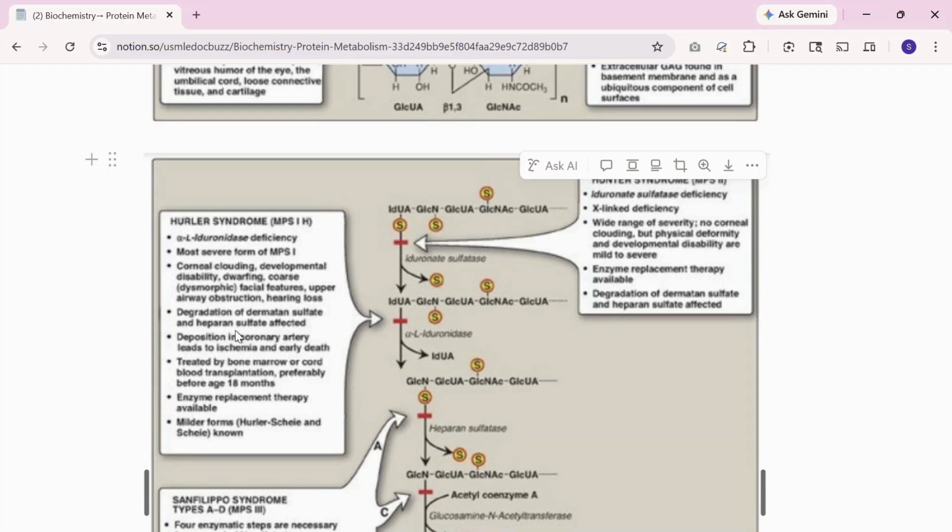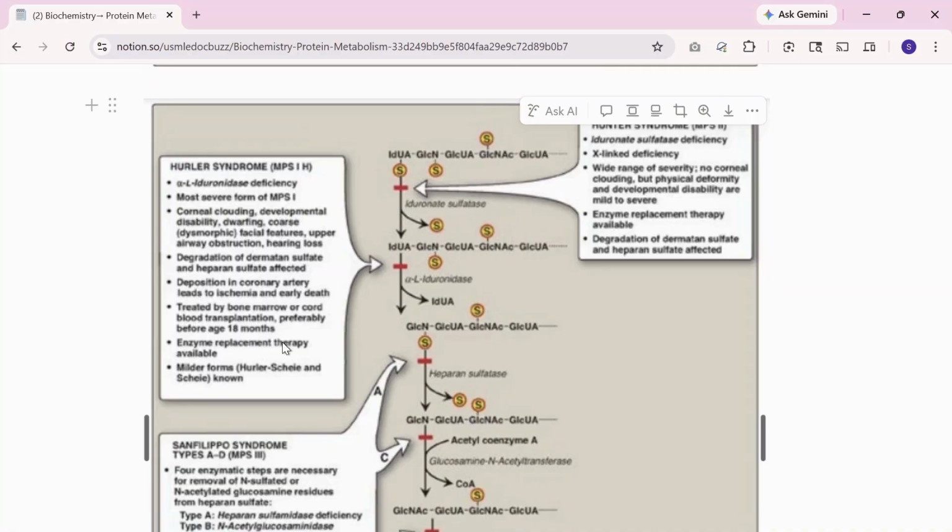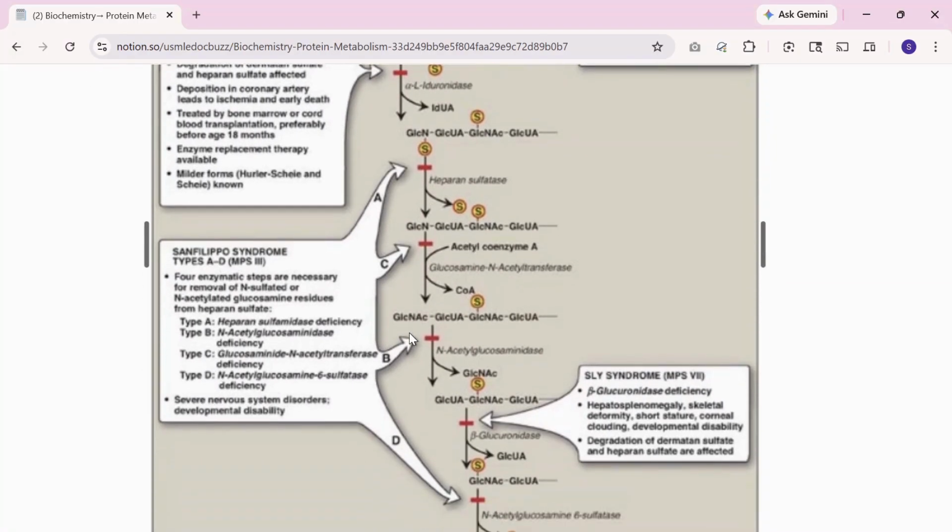Within that same sort of sequence, if I'm not able to break this iduronate down, then I get Hurler. So one was taking the sulfate out, the other one is just taking the amino acid sugar out. Okay, where you see here, coarse corneal clouding, right? Coarse facial features, and then of course, a couple more physical deformities. Okay, dermatan sulfate and heparin sulfate both are affected because the sequence is seen in that most common. Deposition in coronary artery leads to ischemia and early death.